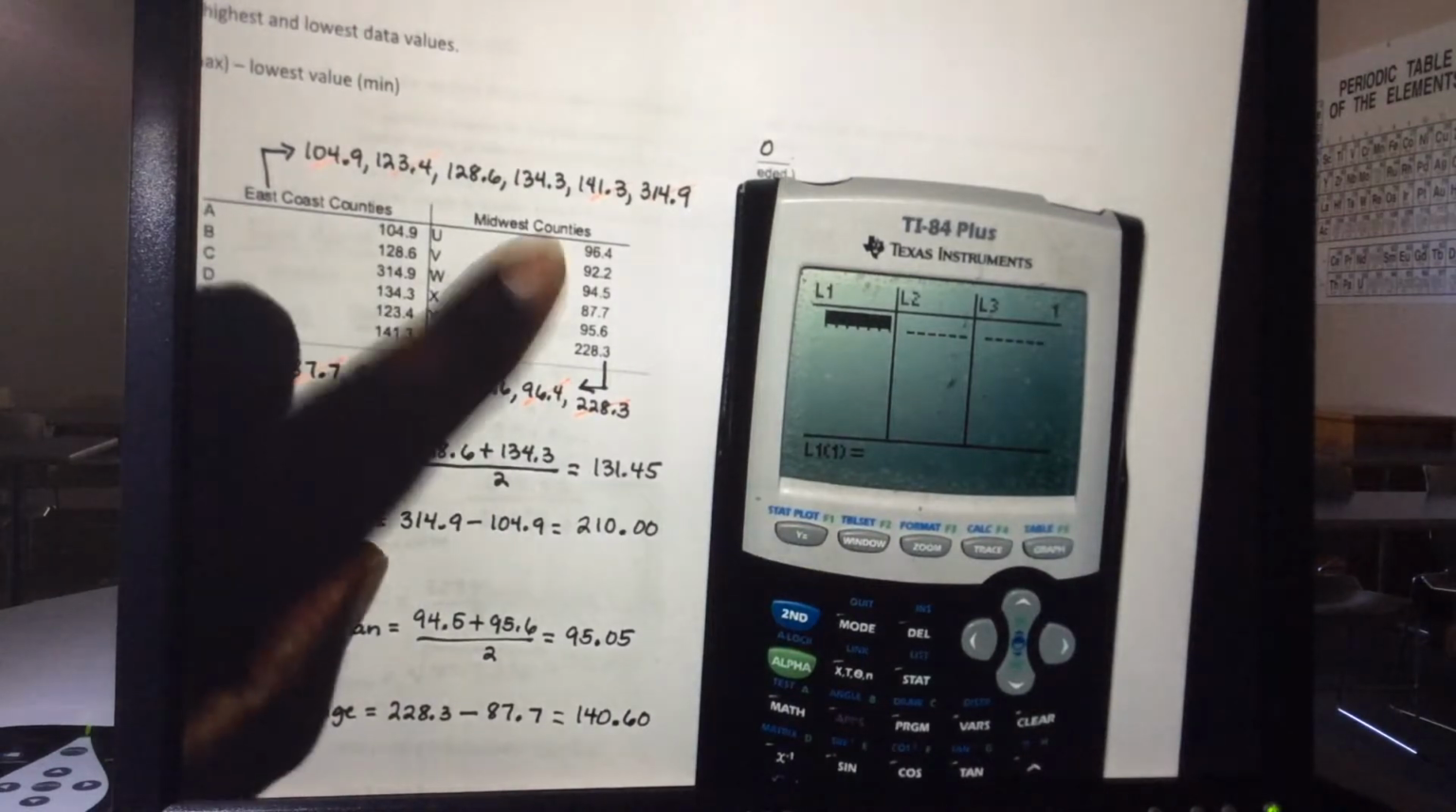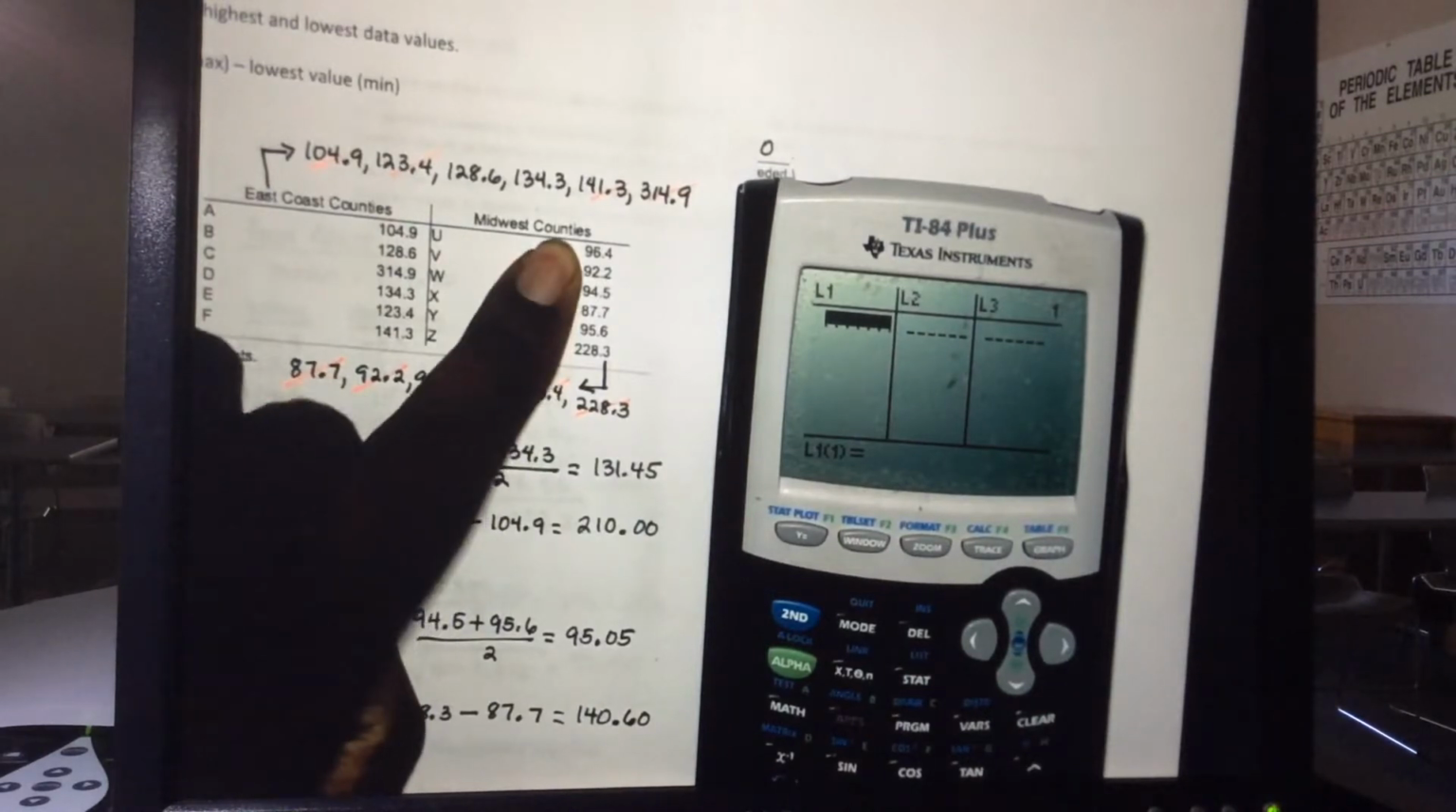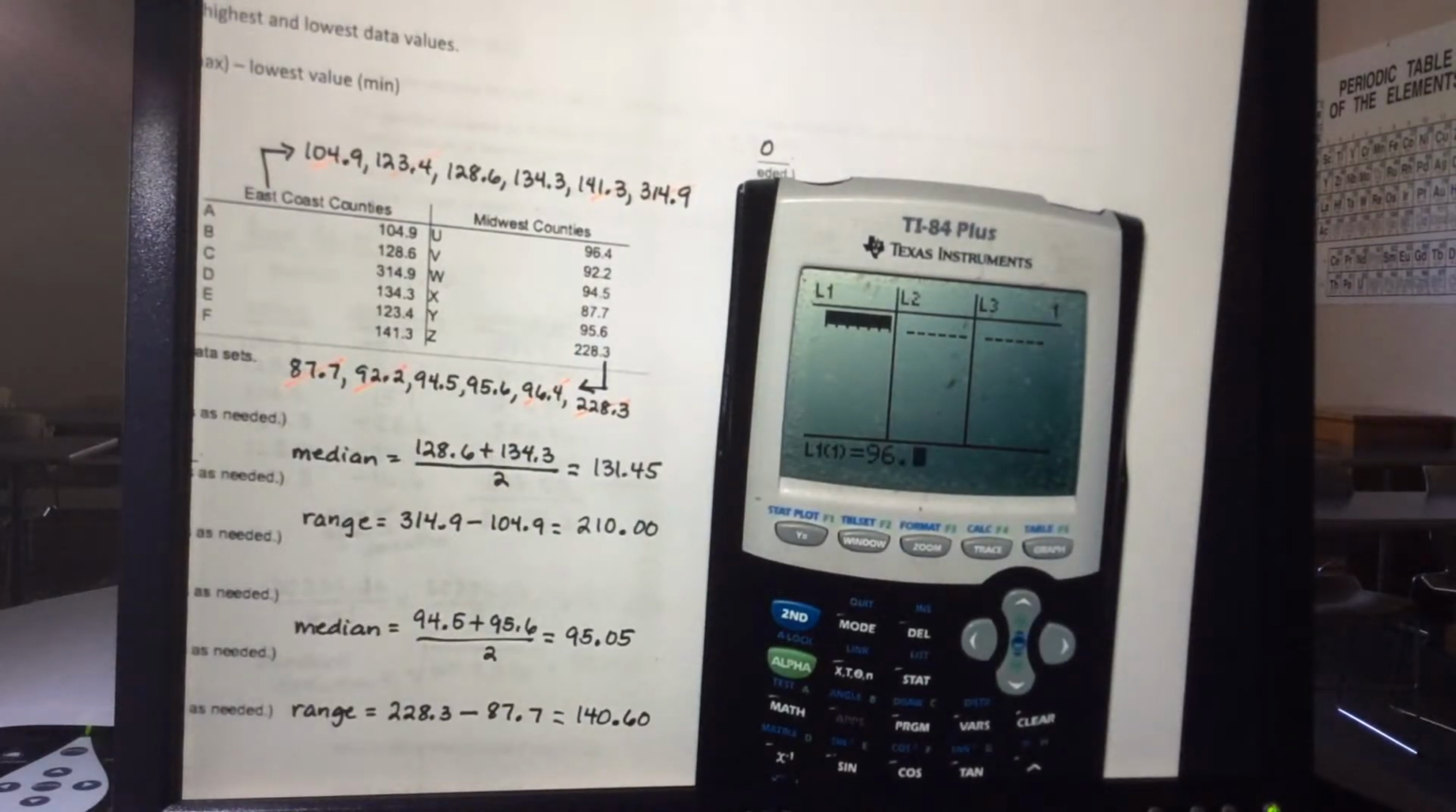And in L1, I'm going to type in these data values here. So it'll be 96.4 for Midwest counties, and then 92.2, enter, 94.5, enter, 87.7, enter, 95.6, enter, 228.3, and then enter. You want to make sure you press enter after each and every single data value that's given to you.